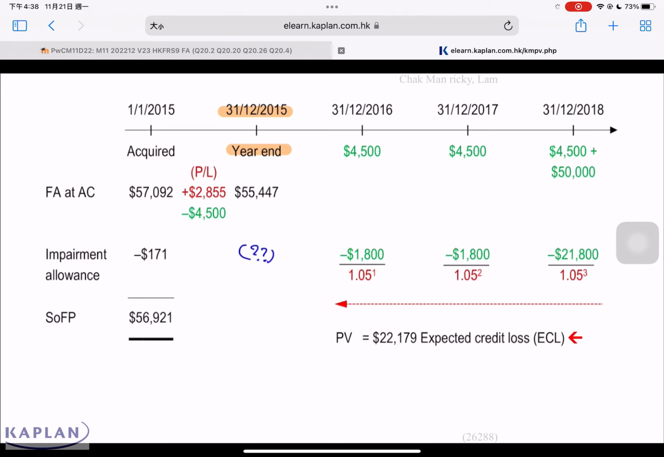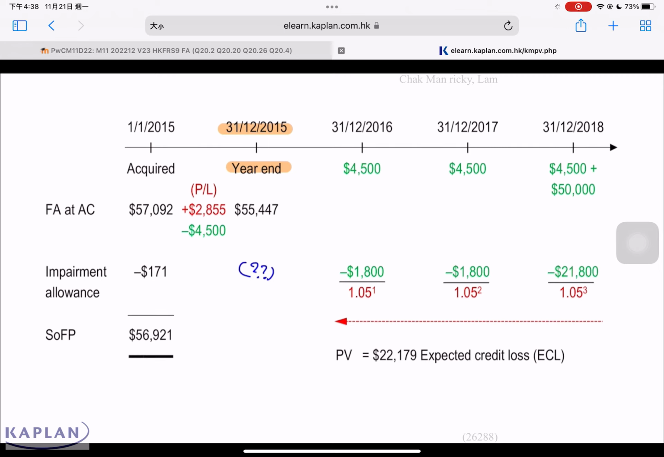This is the ECL, expected credit losses. In the event there's a default, these are the losses that I expect to incur. But we have to ask ourselves, what's the chance for this loss to take place in the next 12 months? The chance for this to take place in the next 12 months equals 5%. What's the chance for this to take place over the remaining 3 years? 5% plus 9% equals 14% chance. 22,179 multiplied by 5% chance equals 1109. We call this the 12 months expected credit losses. 22,179 multiplied by 14% chance equals 3105. We call this the lifetime expected credit losses.